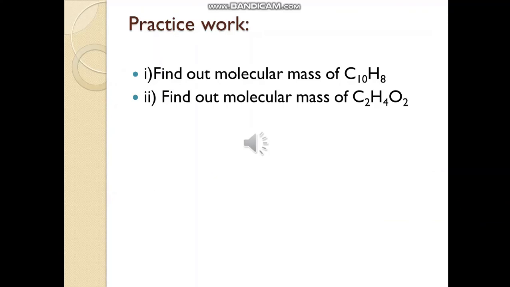Now I am going to tell you again, molecular mass is used to calculate the mass of a molecular or covalent compound and the unit used is AMU, and AMU stands for atomic mass unit.